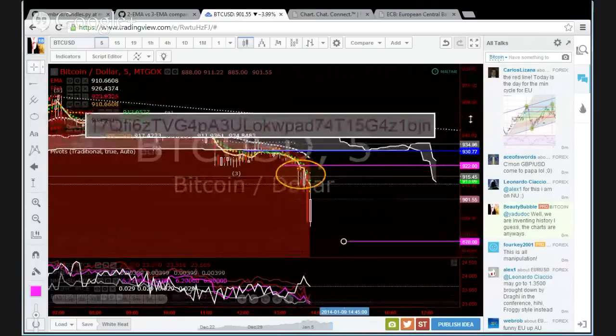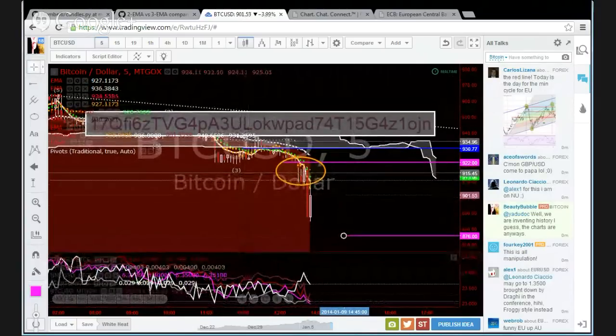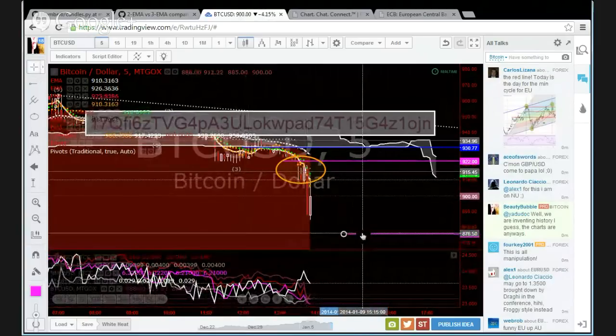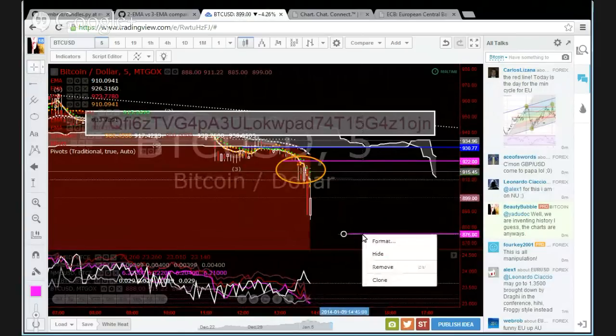I have to go more like that. Mess up again. 876, the next pivot. And we know that 922 is the major pivot. And there's 876. We're going to format the color.